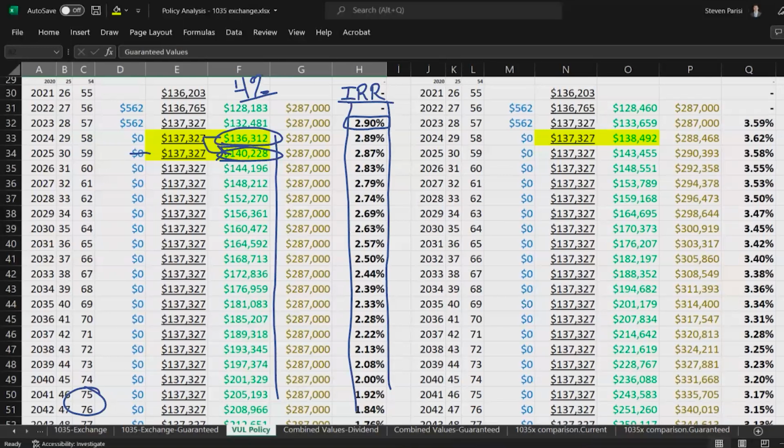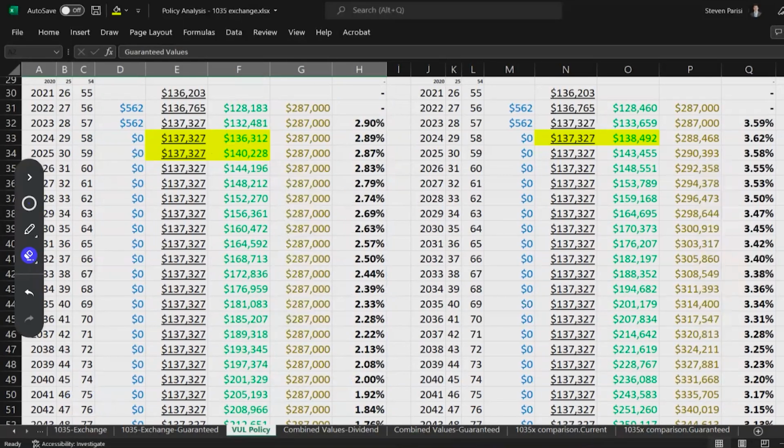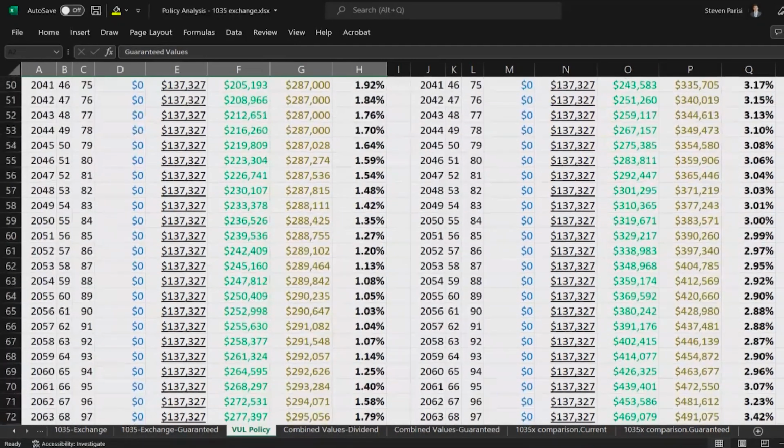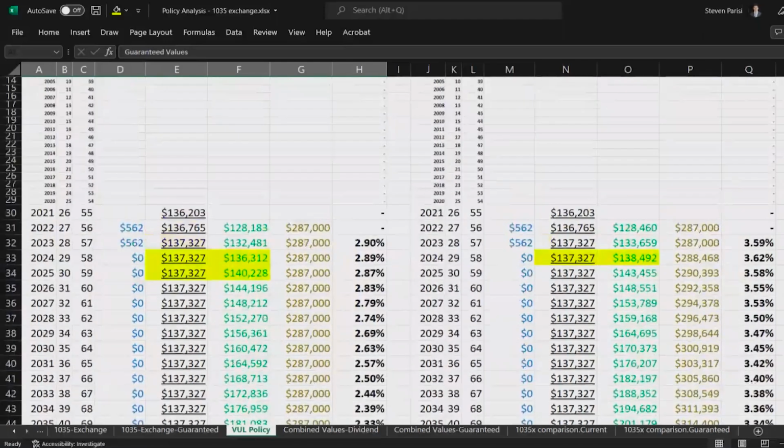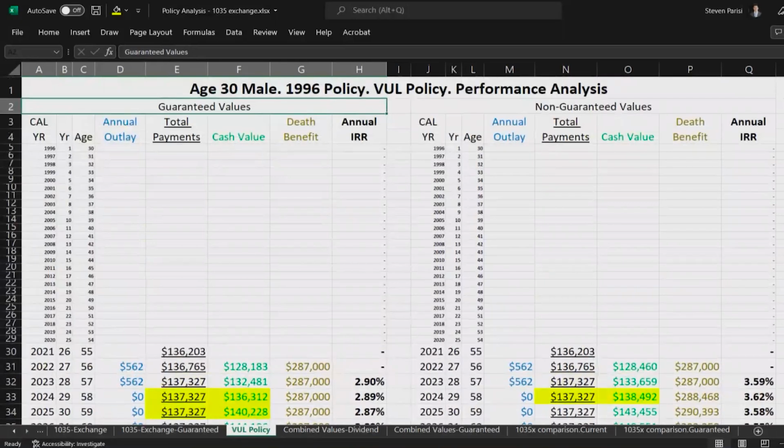In his 70s, what's happening with the values? Still appreciating. Do you see the values go down like what you would normally see with a universal life insurance policy? No. Continue to appreciate over time. So he's got a good product here that has a solid fixed account at 4%. Even at the guaranteed maximum expenses, it continues to appreciate.